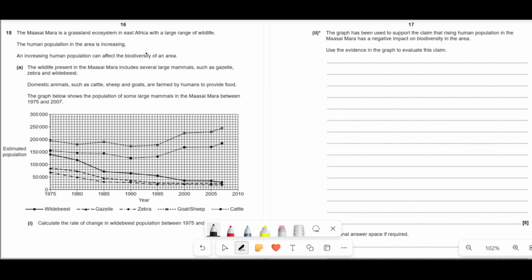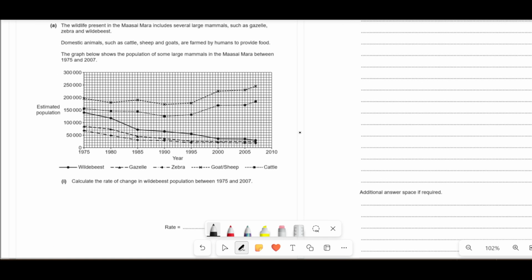The Masai Mara is a grassland ecosystem in East Africa with a large range of wildlife. The human population in the area is increasing. Increasing human population could affect the biodiversity. The wildlife in the Masai Mara includes several large animals like gazelle, zebra, and wildebeest. Domestic animals such as cattle, sheep, and goat are farmed by humans to provide food. The graph shows the population of some large animals in the Masai Mara between these two timeframes.